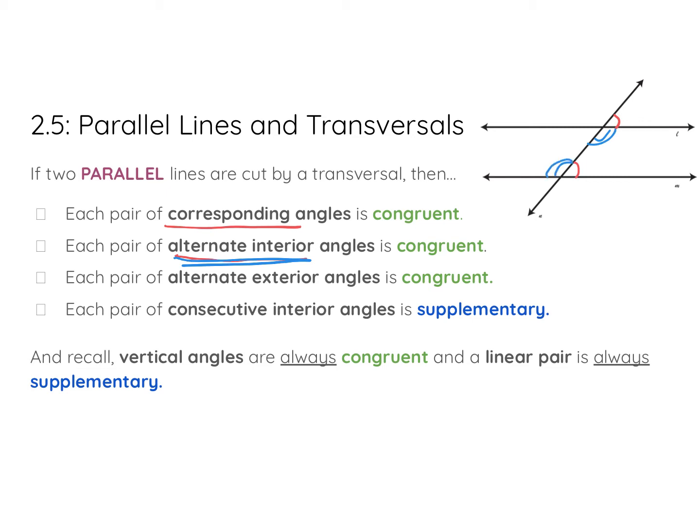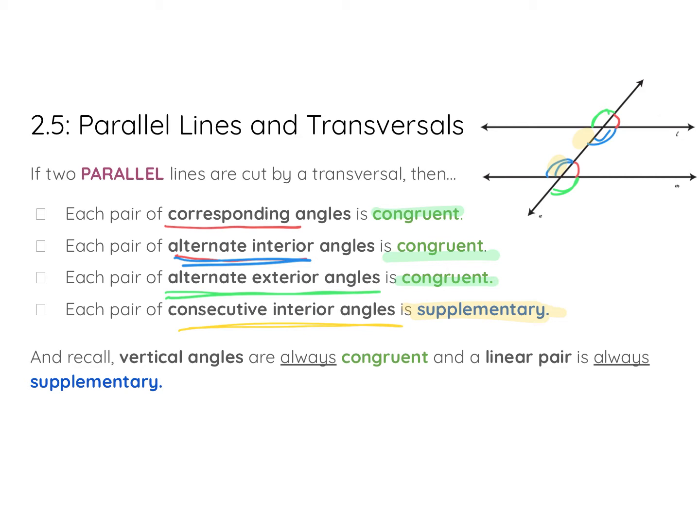Okay. I could have alternate exterior angles. So this green one and this green one, those would be congruent. And then the last one is consecutive interior, or what we talked about, same side interior. So those two that I just highlighted in yellow, that's the only difference here, those are supplementary. So the first three that we talked about, corresponding, alternate interior, alternate exterior, are congruent. And then consecutive interior or same side interior are supplementary.